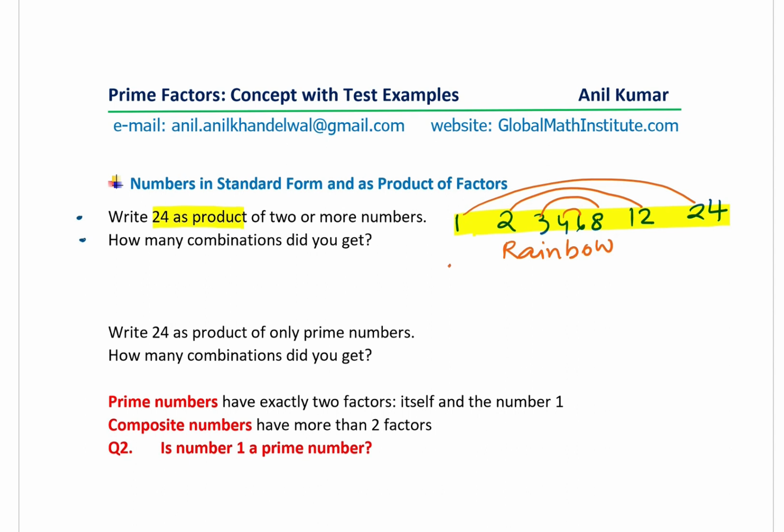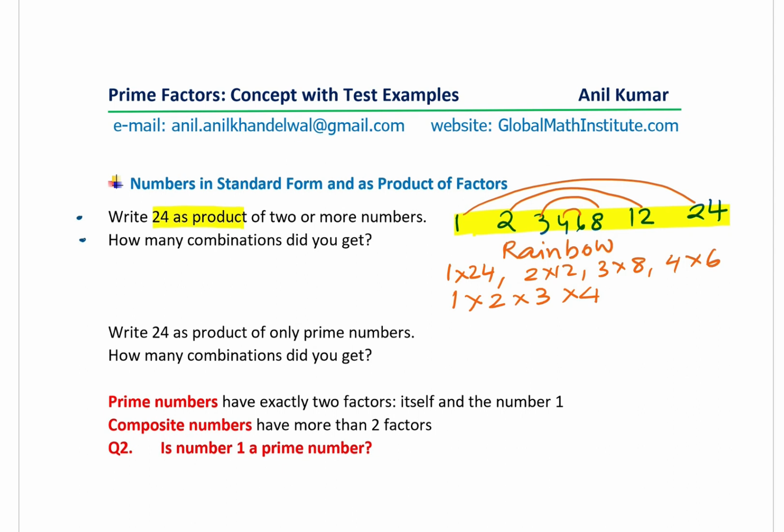We can say 1 times 24, this is one combination. We can say 2 times 12. We can say 3 times 8, or we can say 4 times 6. So these are all the combinations which can give you 24. But remember, we could also have more combinations, and that is, we could also say 1 time, you can take 6 as 1 time, 2 time, 3 time, so that is 6. And 6 times 4, you could also have a combination like this.